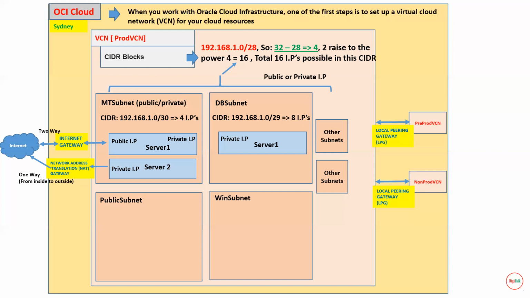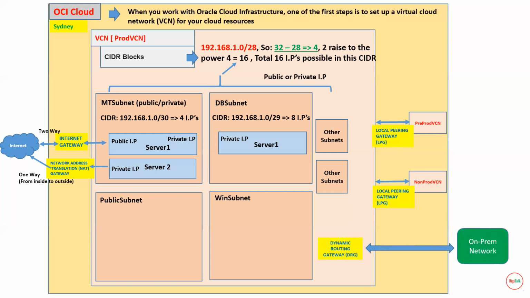Okay, so what is the need of a NAT gateway? If your server with a private IP wants to access some services from the internet, then you have to define a NAT gateway. This is one-way traffic, only from inside to outside, and from outside to inside it is not allowed. Two-way traffic is only possible with the internet gateway, where you have a public IP assigned to your servers.